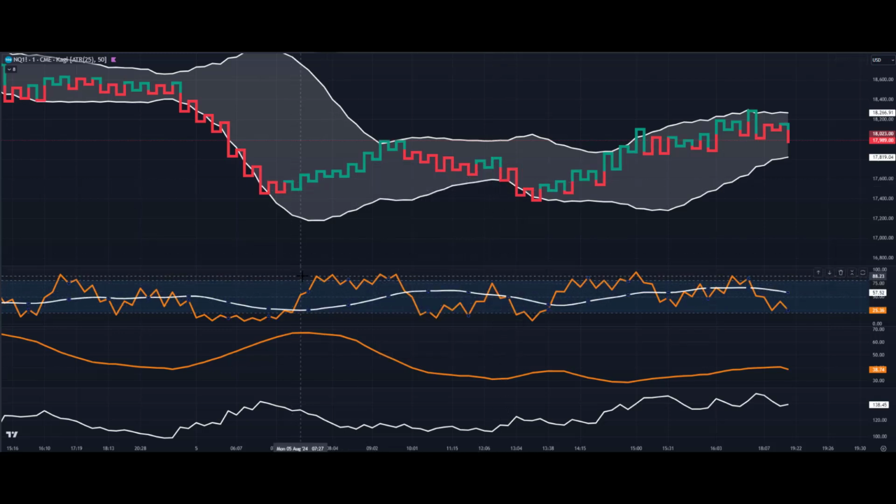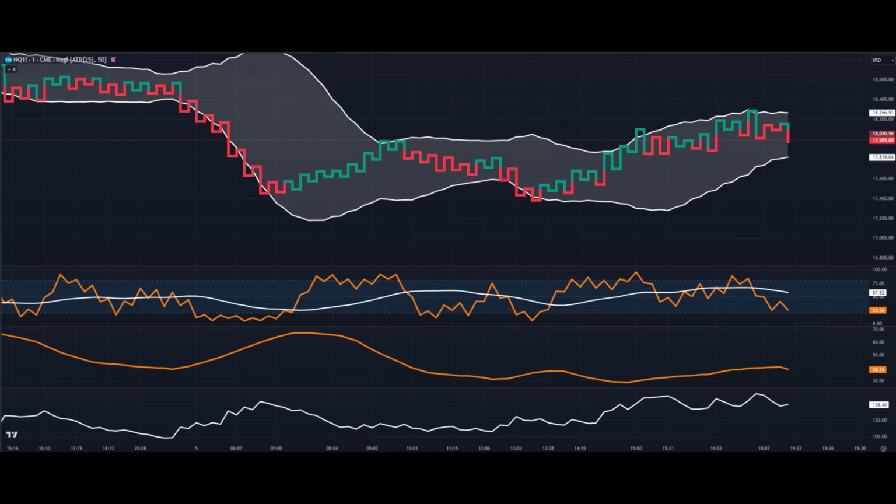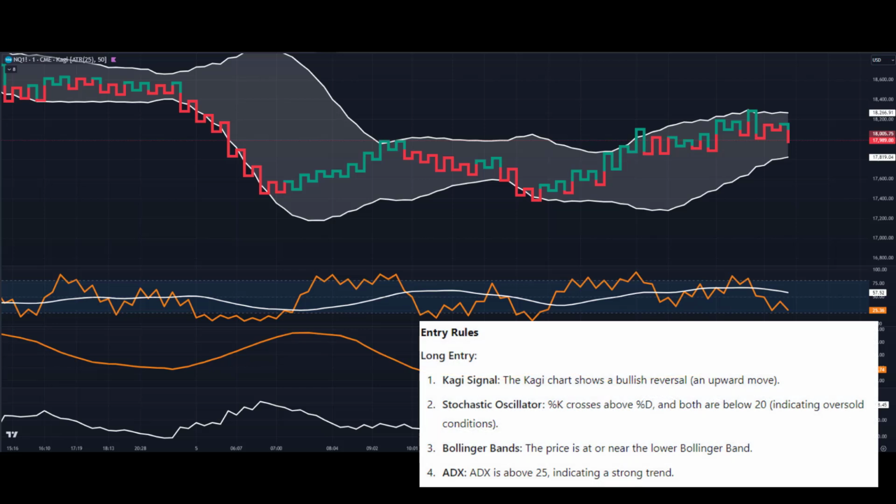Right, oh yeah, can't forget the Bollinger Bands, just standard 22.0, nothing exciting there. Like I said, we've got the Nasdaq here, 50 block size. What are the rules for getting into a trade? We've got to look for a bullish reversal, an upward move. So let's just look for that. We've got one going on here in this example.